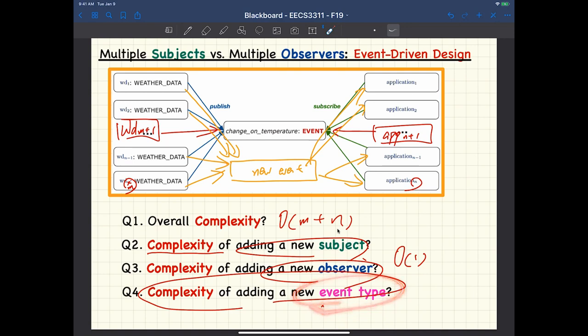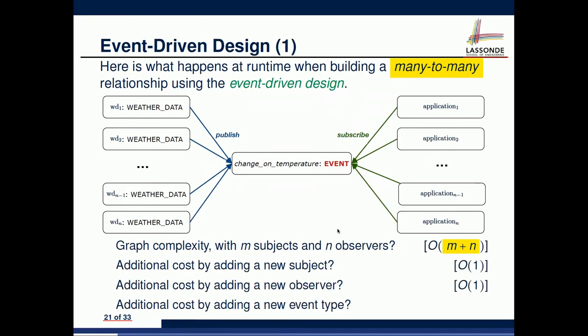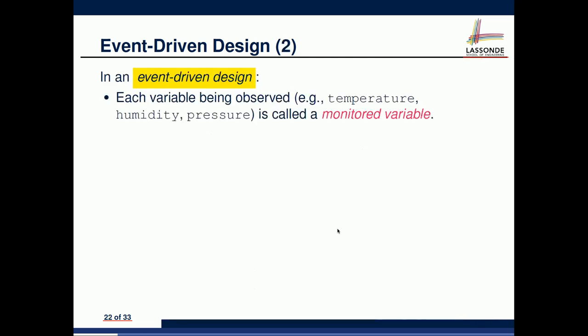Okay. Yeah. All right, so now let's go over a little bit more slides and then we'll see some code. Let me give you a little bit more idea about event-driven design. Each variable being observed, for example, temperature, humidity, or pressure, is called a monitor variable. Let me give you another example.